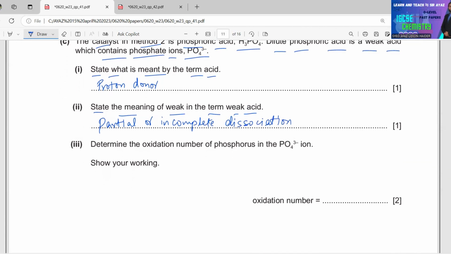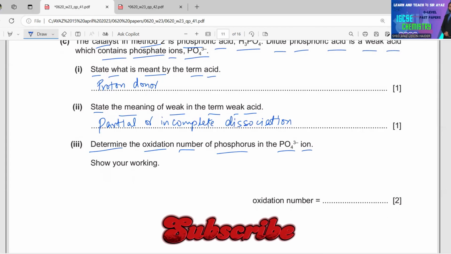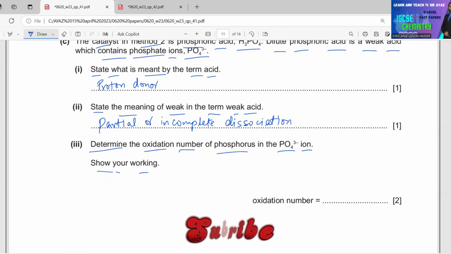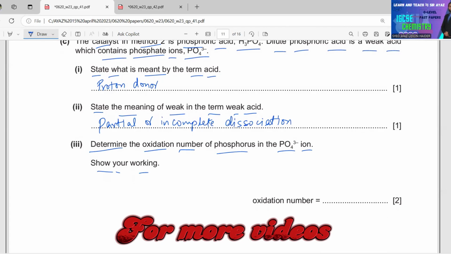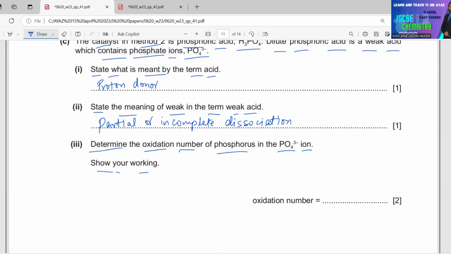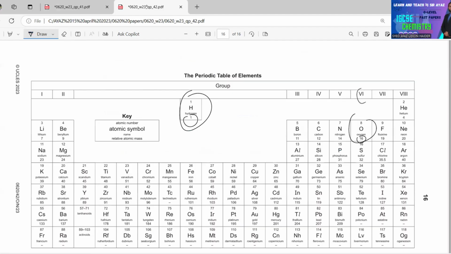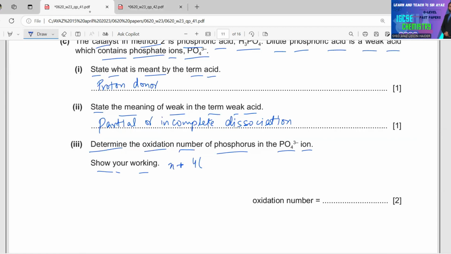Number 3, determine the oxidation number of phosphorus in PO4 3- ion. Show your working. So PO4 3-, we need to find the oxidation number of phosphorus. Let's consider phosphorus as X in this. X plus, there are 4 atoms of oxygen. What will be the oxidation number of oxygen in this? Oxygen is in group 6. It's on top of this group. So it must be having -2.